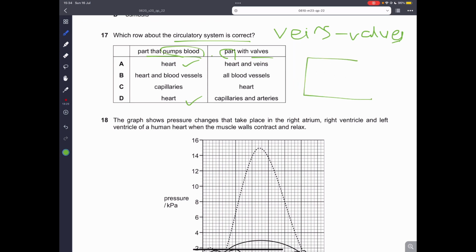So what am I saying here? Let me draw a simplified diagram of the heart. We see the right atrium, the right ventricle, the left atrium, the left ventricle. We can see that there are two atrioventricular valves.